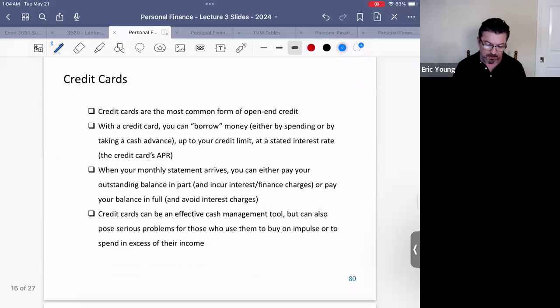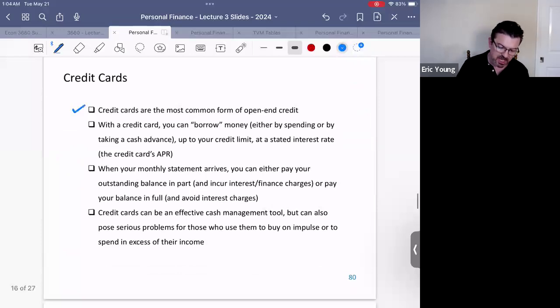Okay. Credit cards, like we said, are the most common form of open-ended credit. When you have a credit card, you're basically borrowing money. You never thought about it that way, but think about this. When you buy something on a credit card, you swipe it or you tap it, you're getting the item that day. You can use it right then and there. You're not having to pay for it until maybe weeks later when your statement arrives. So you are borrowing money.